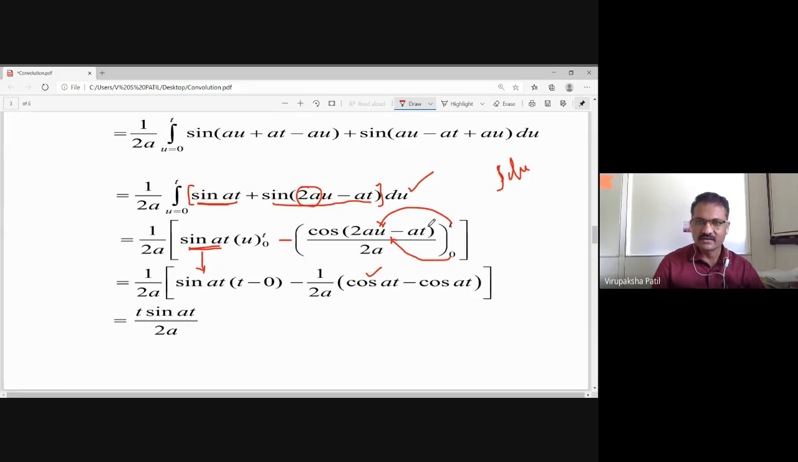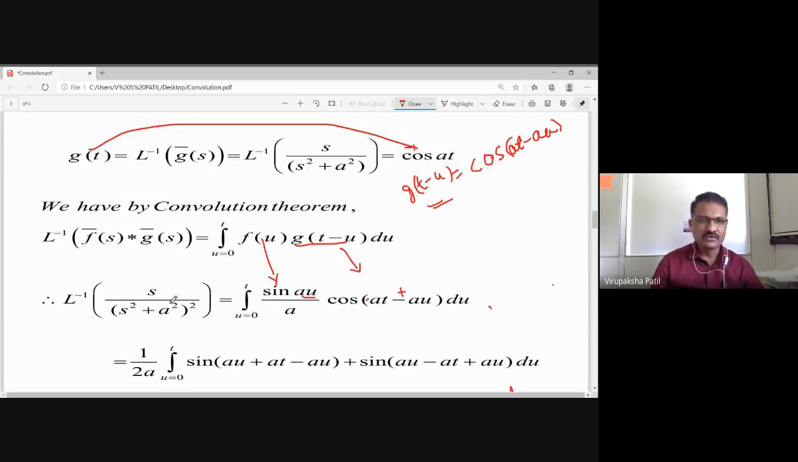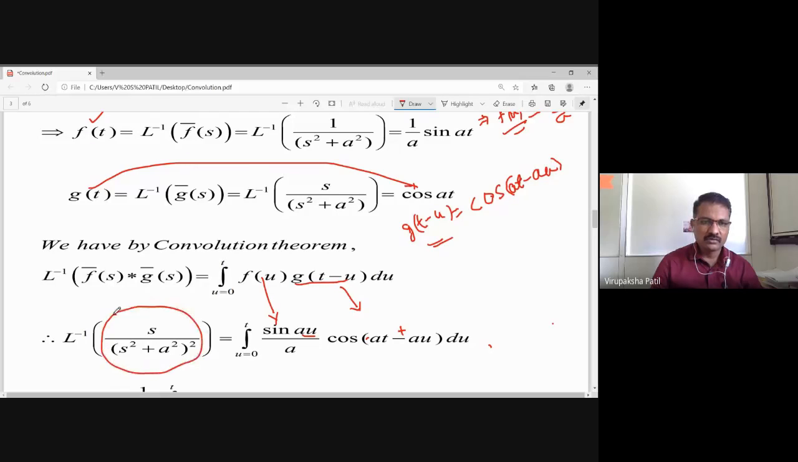Cos 0 minus at, but cos of minus theta is what? By the standard property, cos of minus theta is cos theta only. So this minus remains as it is, and it becomes cos at. So plus cos at minus cos at get cancelled. So entirely this term becomes 0. You are left with only these two terms. Multiply these two, and you will get t into sine at divided by 2a, which is the inverse Laplace transform of this function.